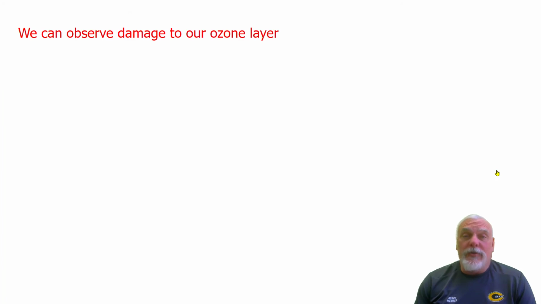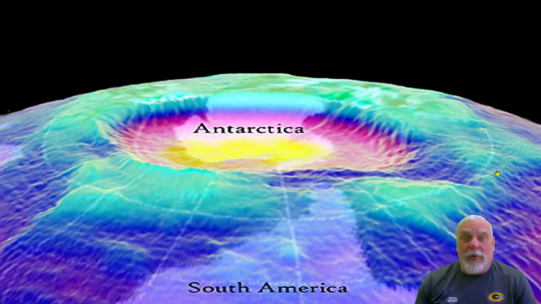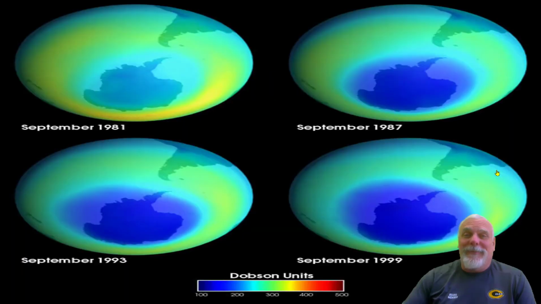We could observe damage to our ozone layer. Here you see a picture of what's called the ozone hole. This is a reduction in ozone thickness over Antarctica. Here you see a false color image that can show that the atmosphere over Antarctica has had the ozone layer damaged. The good news is, though, that the ozone layer has been getting better, has been repairing. People have been using these CFCs less and less.